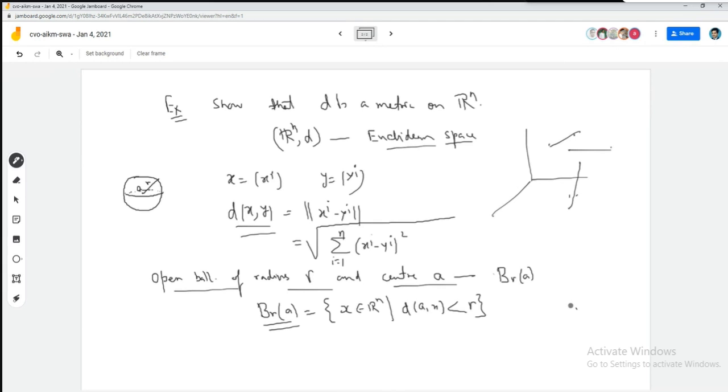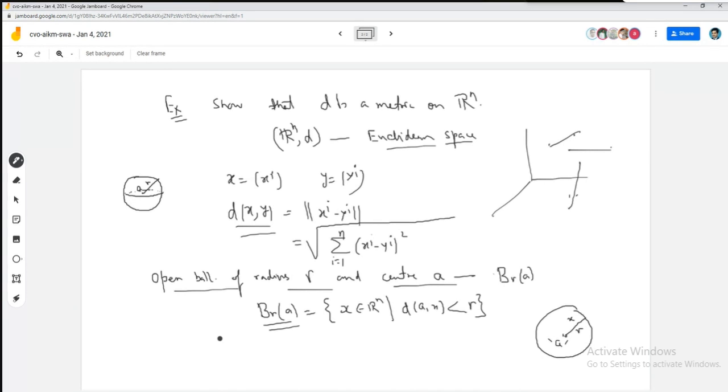Open ball. Maybe if you are in R2, this is your point A, with coordinates A1 and A2. It is the collection of all x's which are at distance less than R. ऐसे सभी पॉइंट का कलेक्शन जिनका डिस्टेंस R से छोटा हो, उनको हम ओपन बॉल कहेंगे, ओपन बॉल ऑफ रेडियस R.